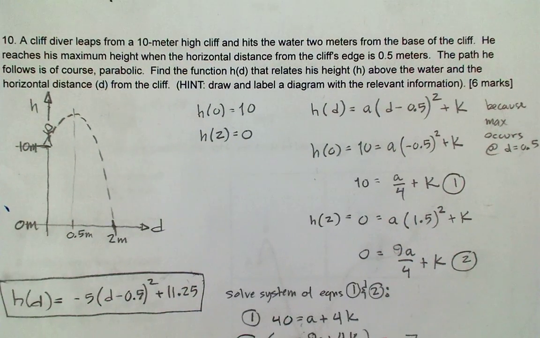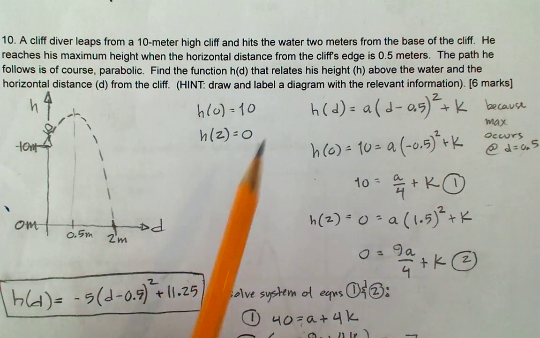We have a cliff diver, and he's leaping off of a 10-meter cliff, and he hits the water 2 meters from the base of the cliff. And then he also reaches his maximum height when the horizontal distance from the cliff's edge is a half a meter. The path he follows is, of course, parabolic. That's a clue that we're dealing with a quadratic equation here.